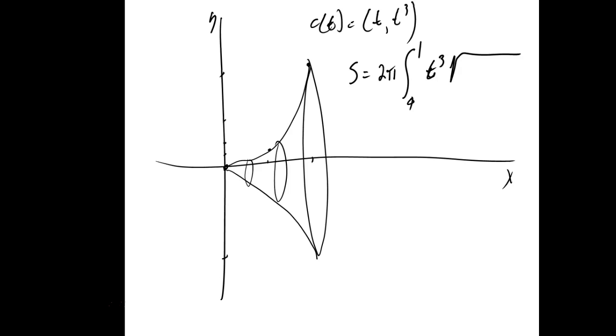Okay, what's x prime? 1. 1 squared is 1, plus? What's your y prime? 3t squared, that's y prime. Square that and you get 9t to the 4th, and then you get a dt. Right? Okay, I believe that'll do it.